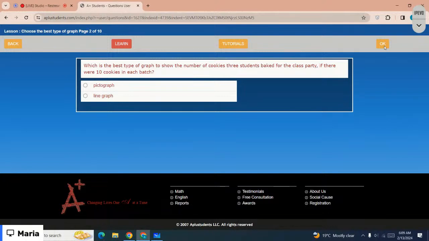Which is the best type of graph to show the number of cookies three students baked for the class party if there were 10 cookies in each batch? Which is the correct option? Yes, you can use a pictograph because you have to compare the three students. You have to see if the total cookies were 10 in each batch, so you have to use the pictograph, right?